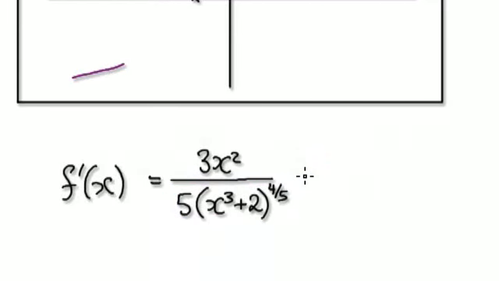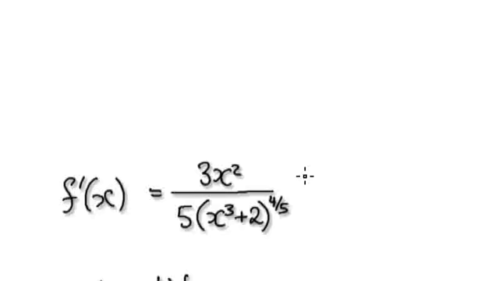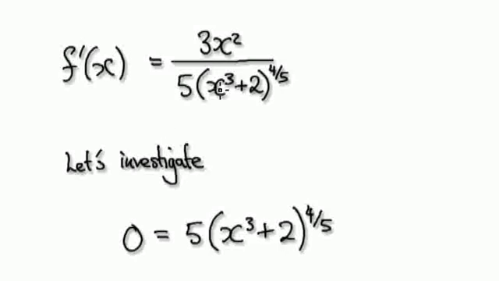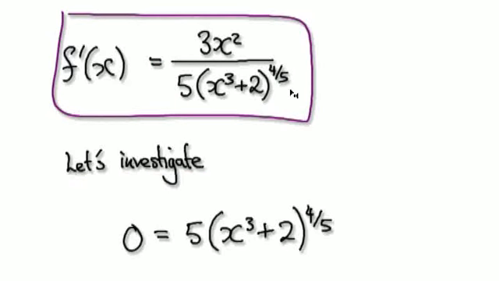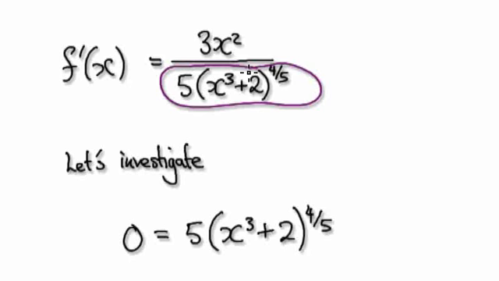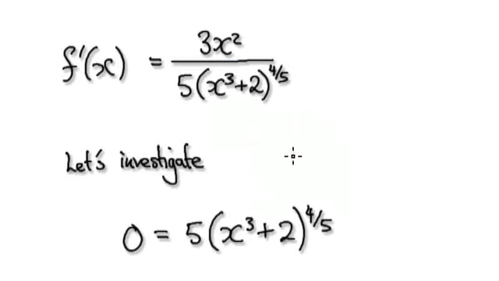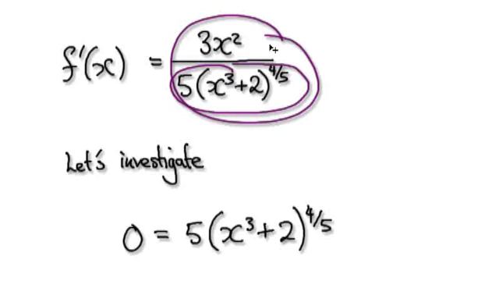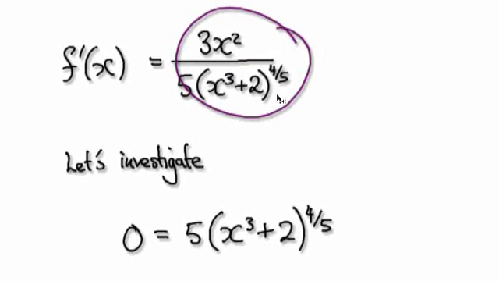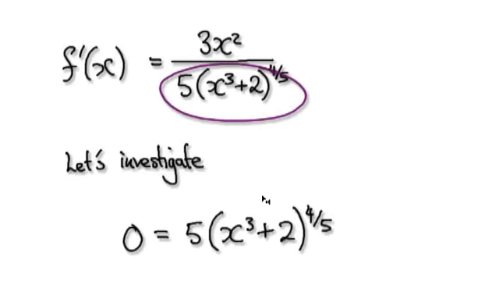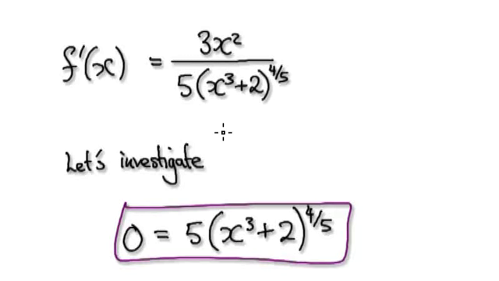Okay, so hang on. So let's investigate what happens when f prime breaks down, because looking at f prime here, we know that it breaks down when this thing here is zero. So let's just try and concentrate on this thing here being zero.